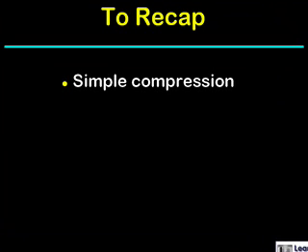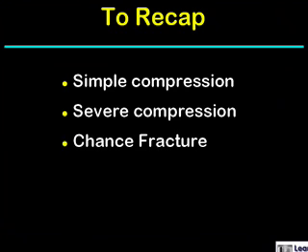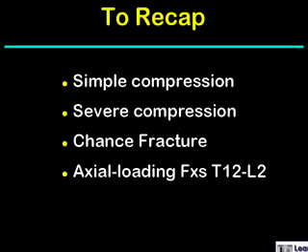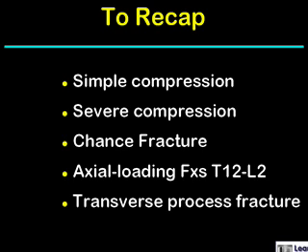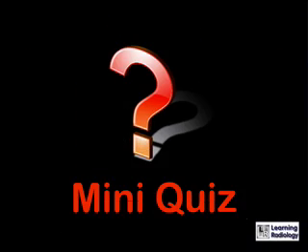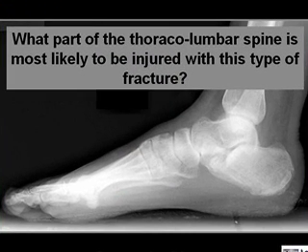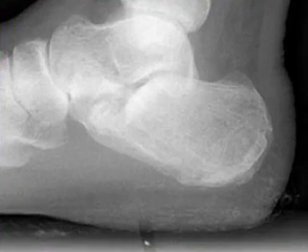To recap, we've looked at simple compression fractures, severe compression abnormalities, the chance fracture, axial loading fractures of T12 through L2, transverse process fractures, and traumatic spondylolysis. Here is your mini quiz. The question is, what part of the thoraco-lumbar spine is most likely to be injured with this type of fracture? You can pause your computer or MP3 player while you think about it.